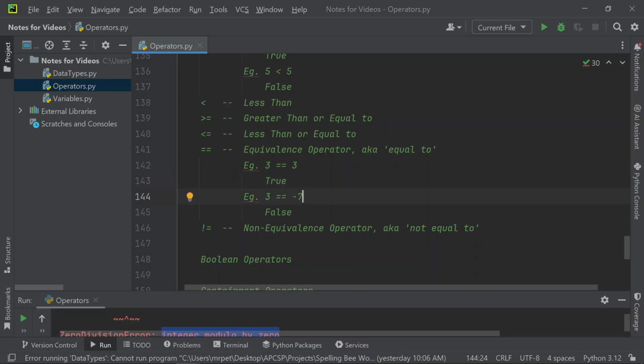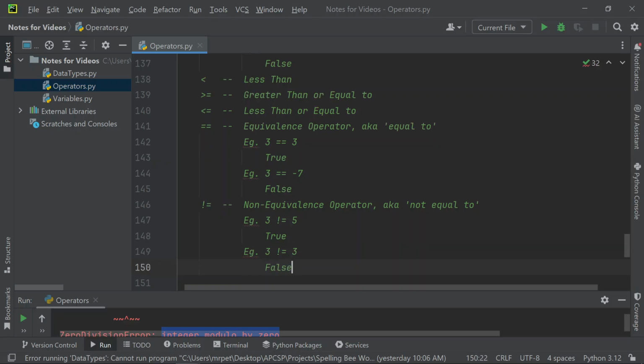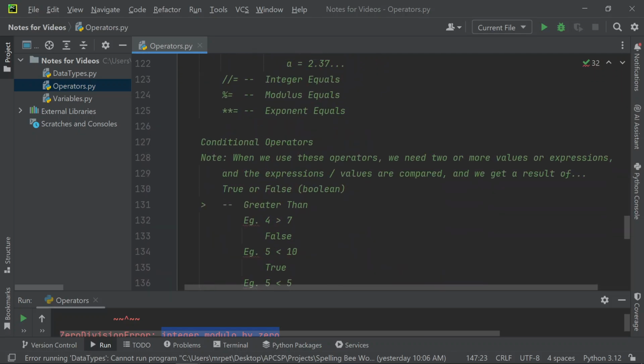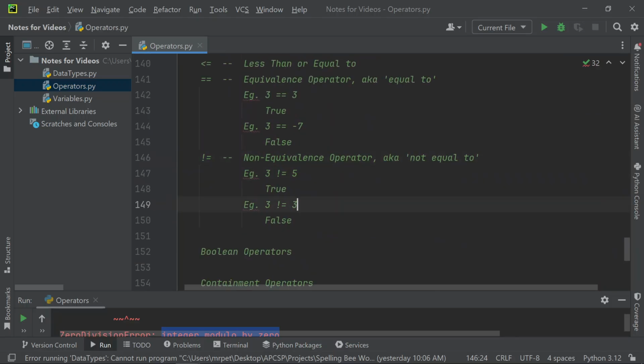Okay. Lastly, we have not equal to, and this is going to be very similar. Is 3 not equal to 5? True. 3 is not equal to 5. Is 3 not equal to 3? False. They are equal. So we'll be using these when, in particular, when we work with if statements.